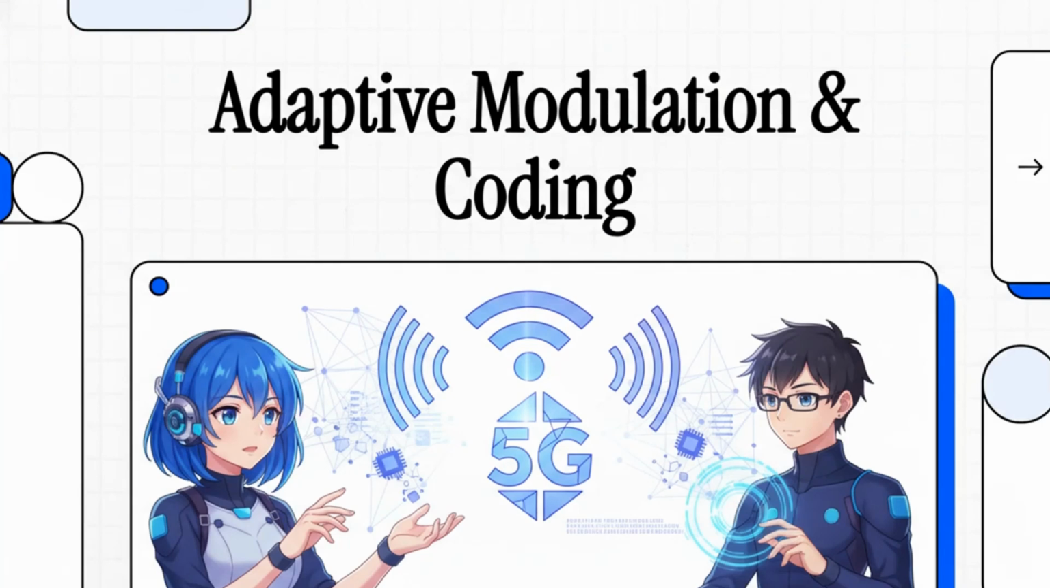Welcome to The Explainer. Today, we're pulling back the curtain on one of the most important, yet invisible technologies that powers our modern world. It's called adaptive modulation encoding, and honestly, it's the secret sauce that makes things like 5G and your home Wi-Fi fast and reliable. It's the unsung hero of wireless communication, so let's get into it.